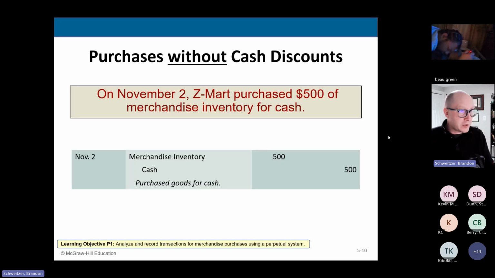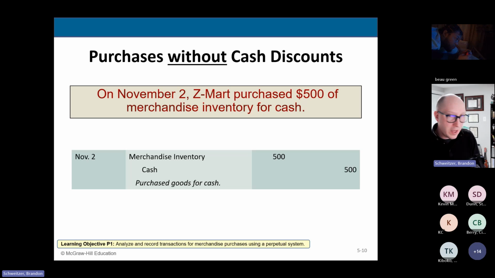So real simple transaction, this first one. Our company, our corner store business, is purchasing $500 worth of merchandise inventory from our vendor, and we're just going to pay cash right then and there. This is a very typical type of transaction for a business like a corner store, right? The vendor comes in, they do a quick count, they say, oh, I see you're short on X, Y, and Z. The person behind the counter says, yeah, we need to purchase more of that. And they just simply, here's the cash, here's the inventory.